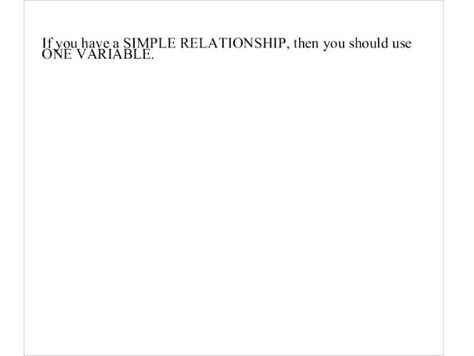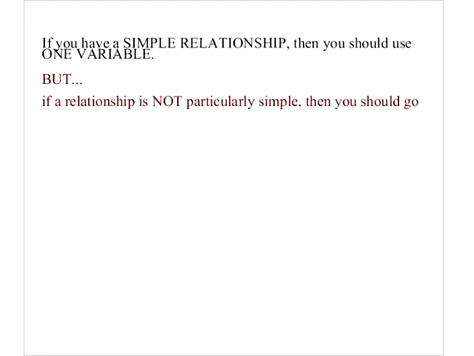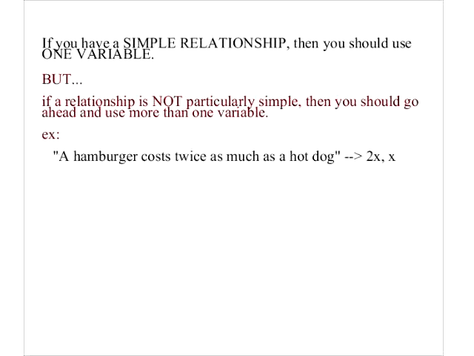But, of course, now I feel compelled to also point out the flip side to this, which is if a relationship is not particularly simple, then you should go ahead and use more than one variable. In other words, don't kill yourself to try to use a single variable. For instance, if you say a hamburger costs twice as much as a hot dog, then this is just 2x and x, because this really is a simple relationship. So you should use one variable.